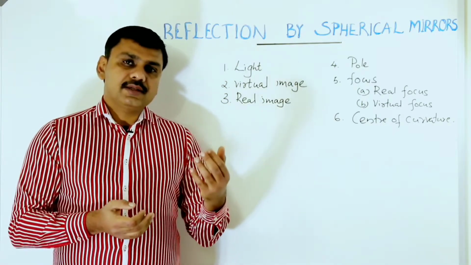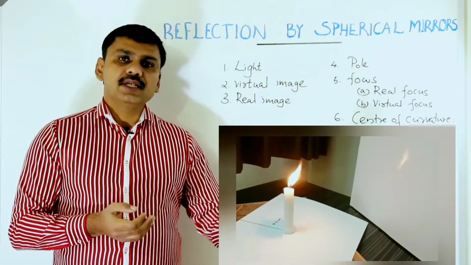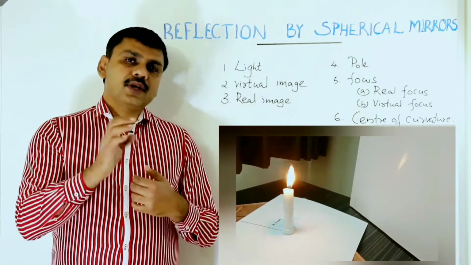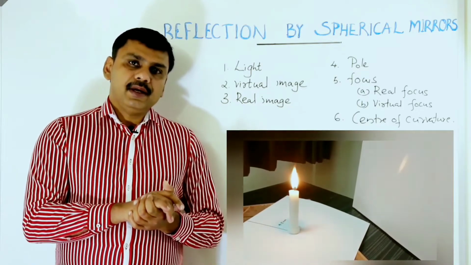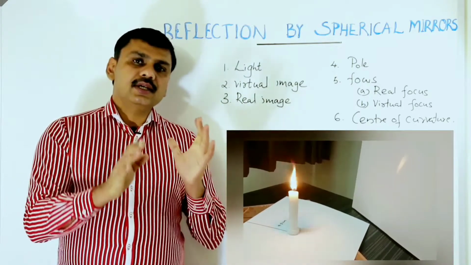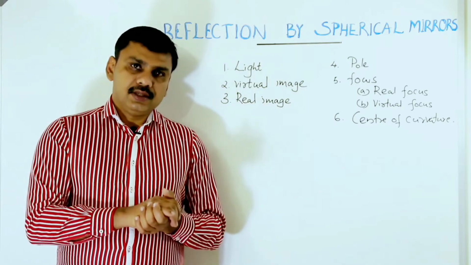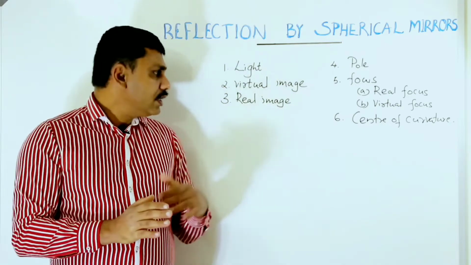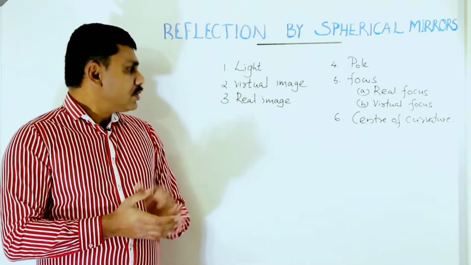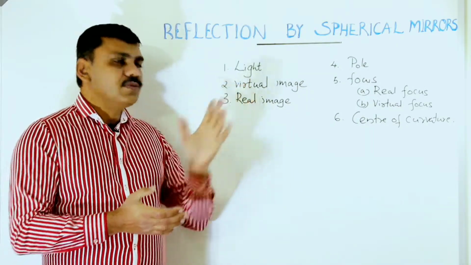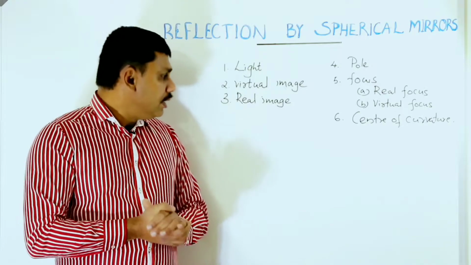One of the best examples for producing a real image is to show a concave mirror in front of a lighted candle in a dark room. You can see the inverted real image on the surface or on a screen. So this is the basic difference between virtual image and real image.